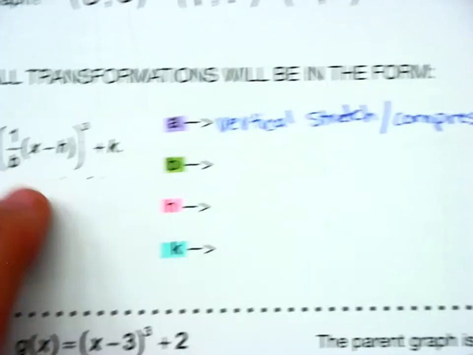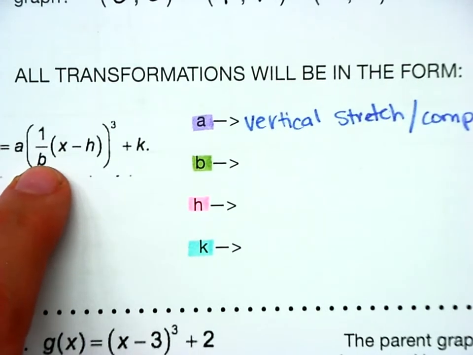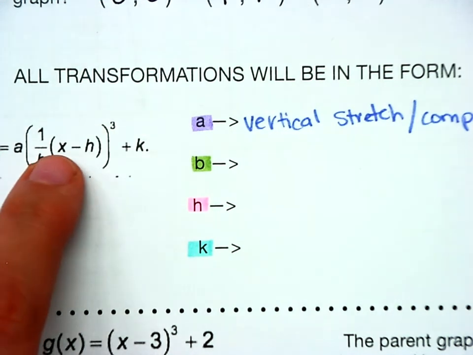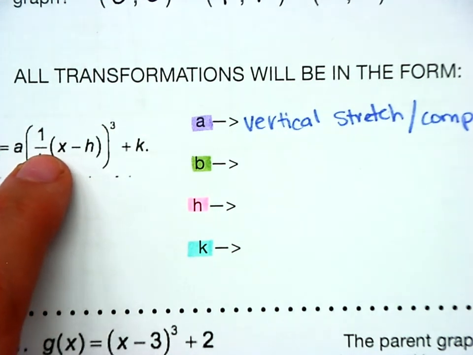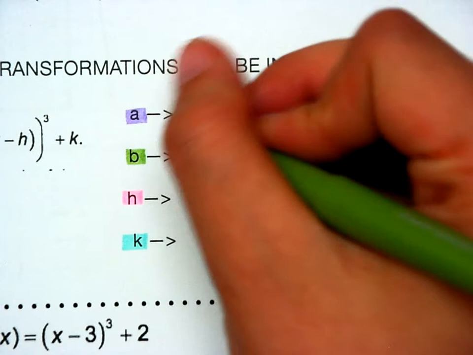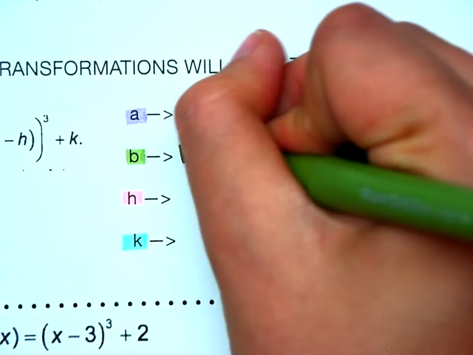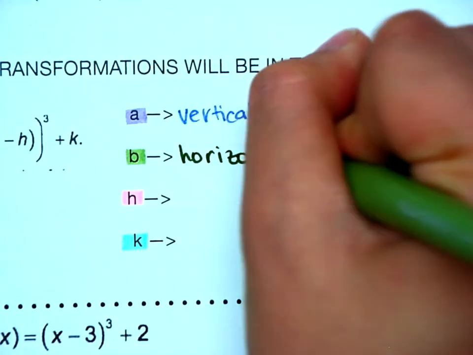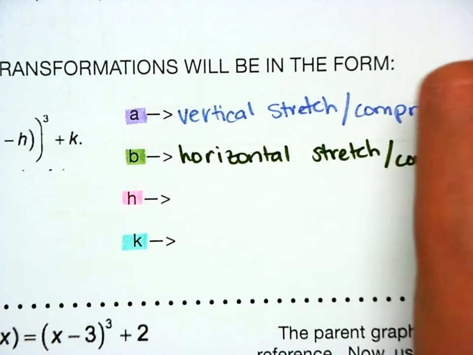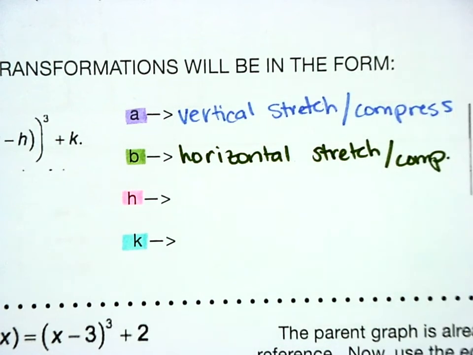Okay. Next is our b value. So you see right here inside the parentheses, so notice this value would be cubed. We can think of it also as it's with our x. This is going to affect our graph horizontally. So this is our horizontal stretch or compress. Okay, then we have our h and k values.